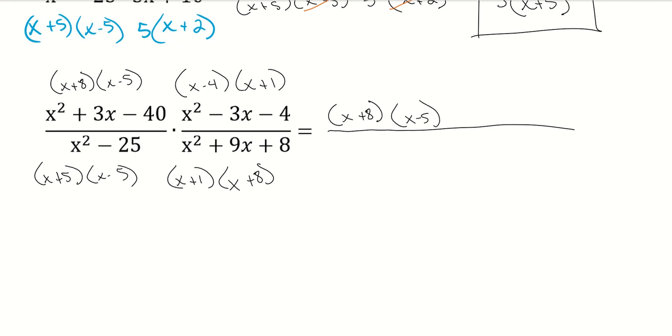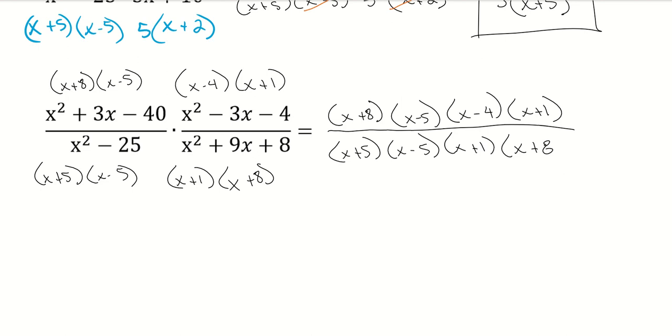x minus 5, x minus 4, x plus 1 over the x plus 5, x minus 5, x plus 1, and x plus 8. At this point, I'm going to look through them and say, is there anything that I can eliminate that will divide itself to make 1? x plus 8 and x plus 8 go away. I have an x minus 5 and an x minus 5. And then I have an x plus 1 and an x plus 1.